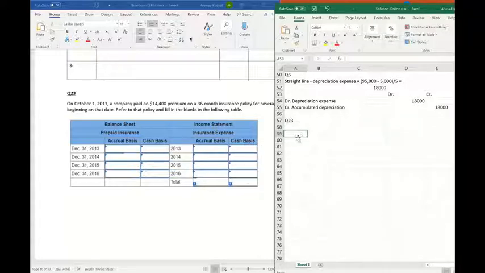So we have different dates. So this is mainly balance sheet, and we have the dates, and we have accrual basis, and cash basis, and also we have the dates again, and we have accrual basis, and the cash basis, and this is mainly under the income statement.